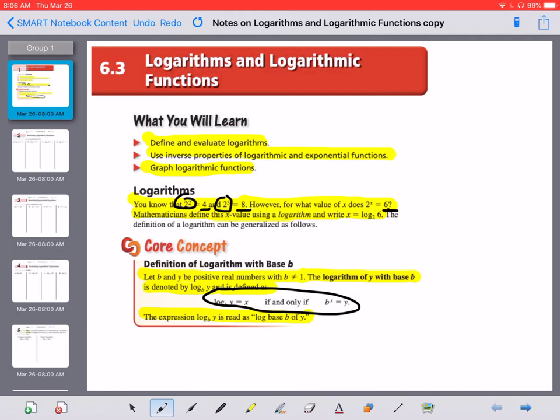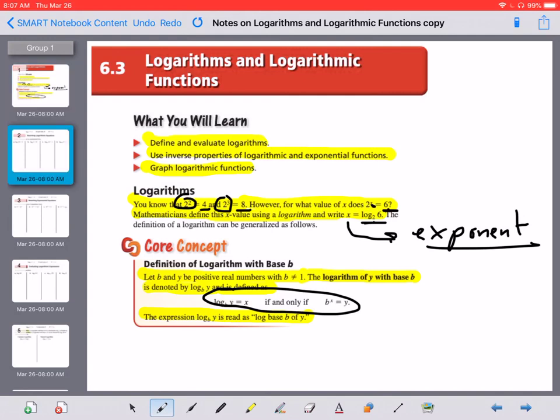So basically what we're going to do is practice rewriting expressions one way and then the other way. An important thing to keep in mind is that when you're writing it in log form, this x is the exponent. Just keep that in mind as the exponent. So keep that in mind when we go to the next page.